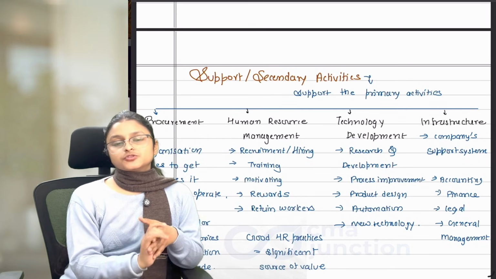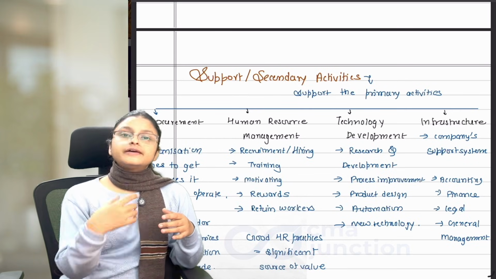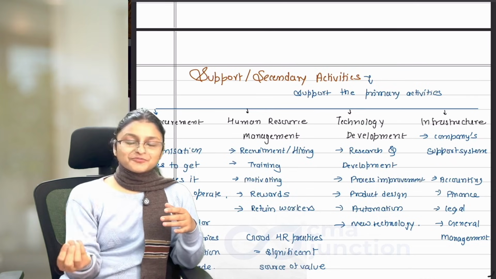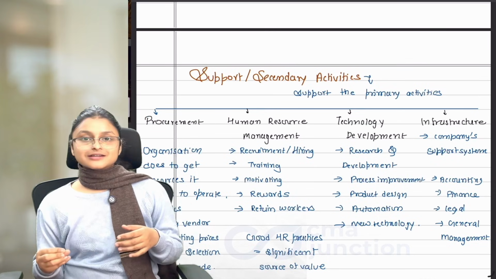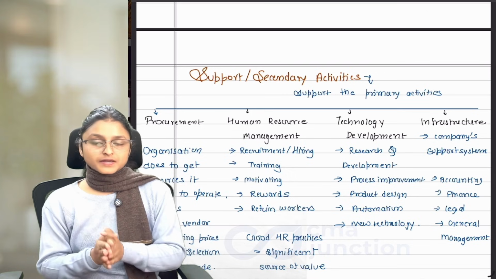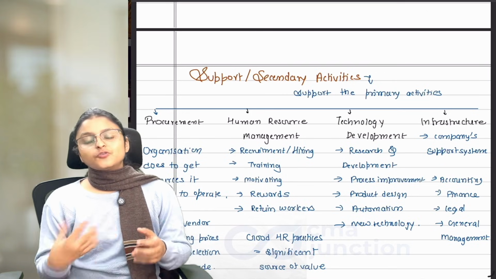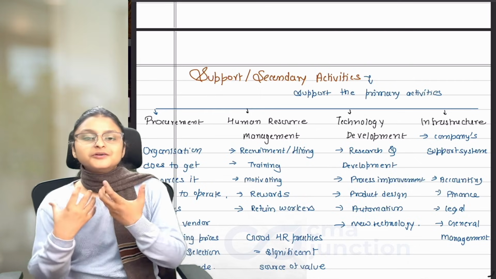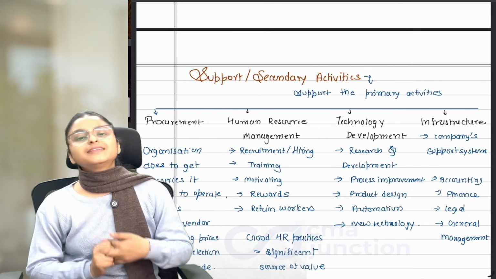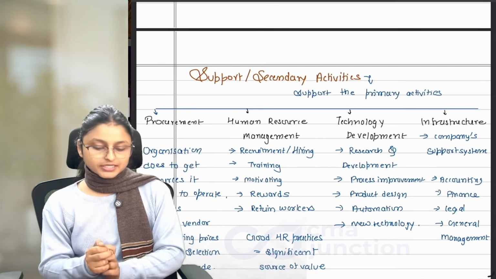After that, human resource management, where we recruit, train, motivate and retain our workers with the help of human resource management. The company which has a good human resource system is going to retain good skilled people in the organization, and in the end it will be really beneficial for the organization.